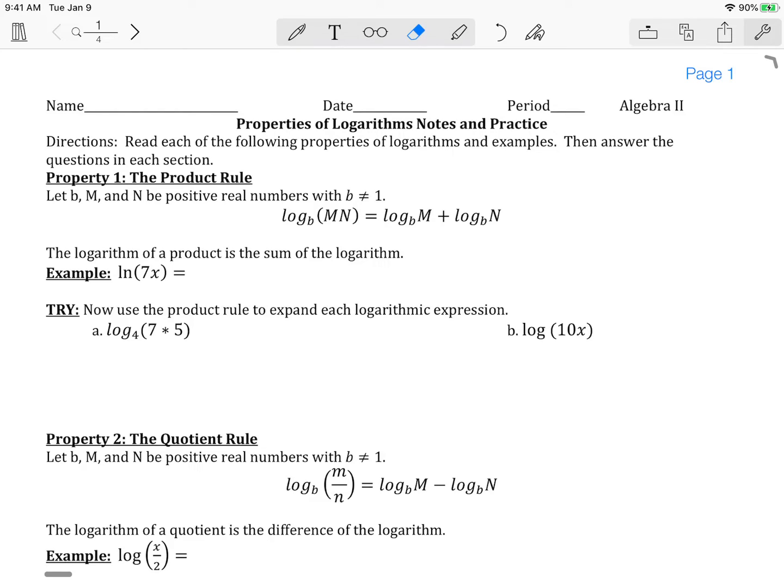Hi friends, we are going to continue logarithms with the properties of logarithms. So we're going to do some notes and some practice today. The first property we're going to talk about is the product rule.